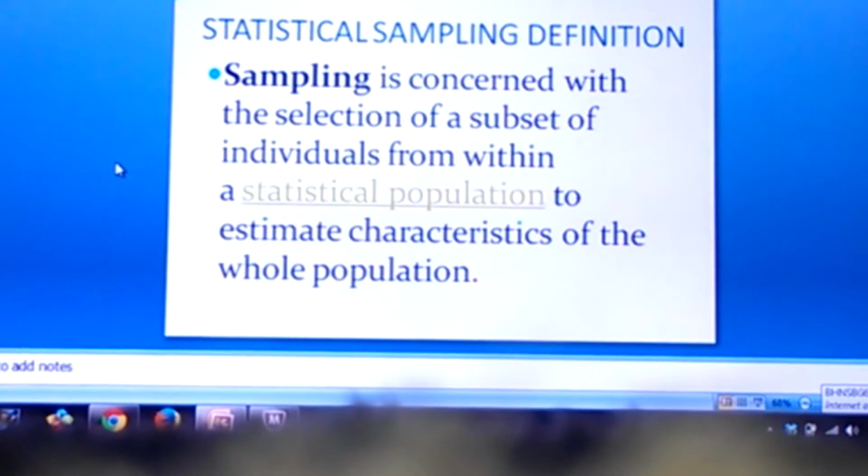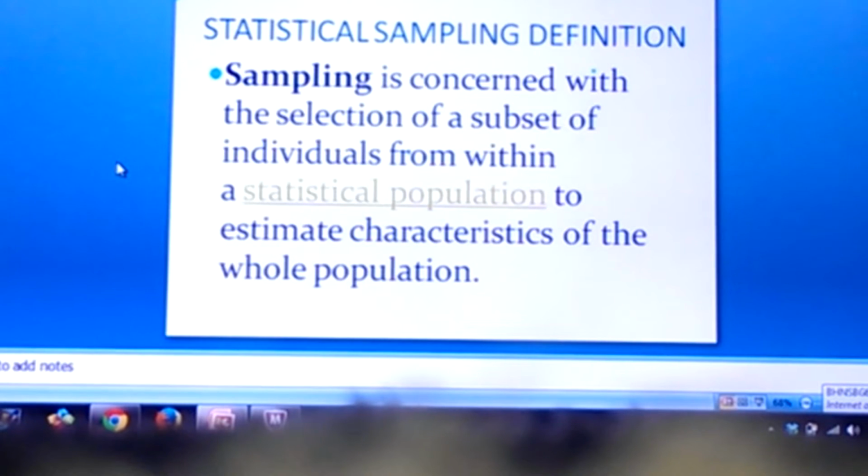So, what is sampling? Sampling is concerned with the selection of a subset of individuals from within a statistical population to estimate characteristics of the whole population. So, why are sampling techniques used? Sampling techniques are used because it is hard to take a survey of the whole population. It takes a lot of time, money, and resources in order to do so.